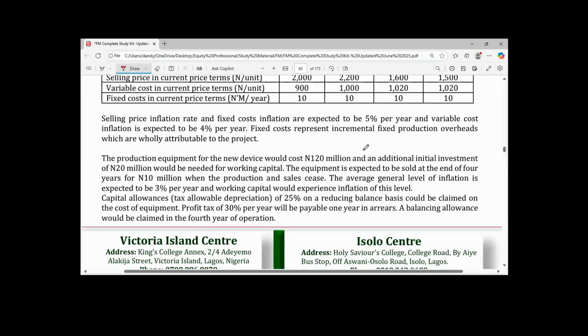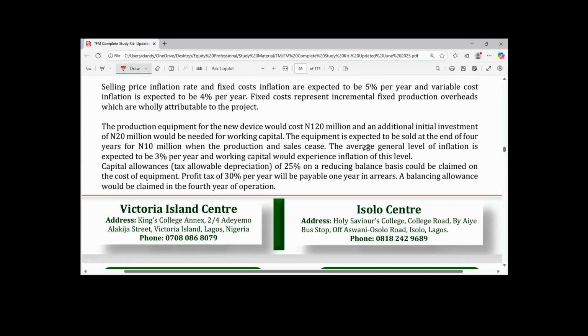Selling price inflation rate and fixed cost inflation are expected to be 5% per year, and variable cost inflation is expected to be 4% per year. Fixed costs represent incremental fixed production overheads, which are wholly attributable to the project. The production equipment for the new device would cost 220 million naira, and an additional initial investment of 20 million naira would be needed for working capital.